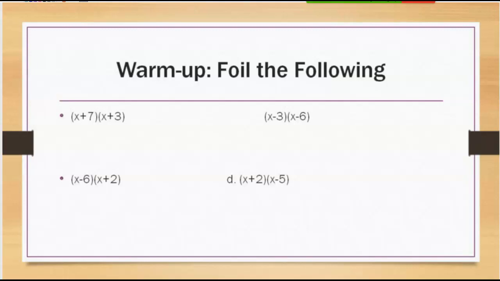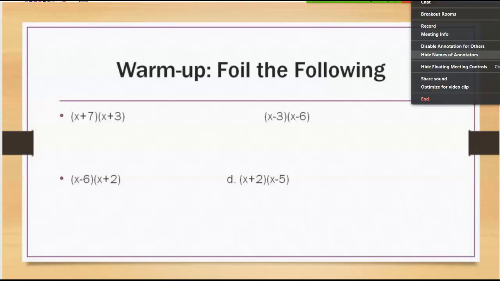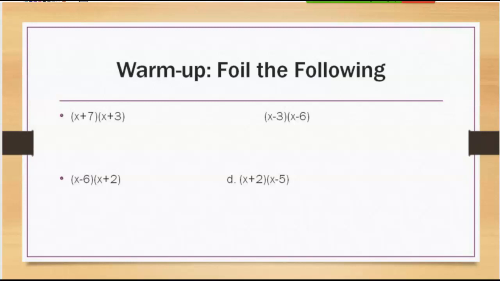Let's go over that warm-up. In our warm-up, we are FOILing. So you're going to do first, outer, inner, last. So that's x squared plus 3x plus 7x plus 21. Combining like terms, you have x squared plus 10x plus 21.